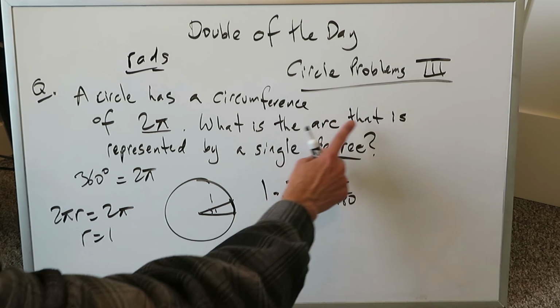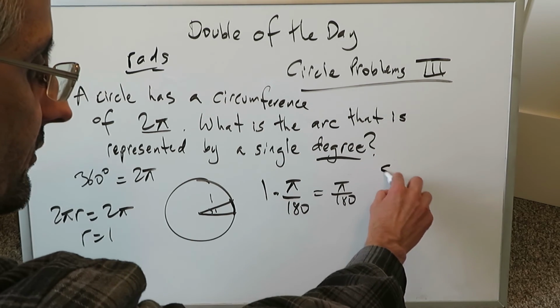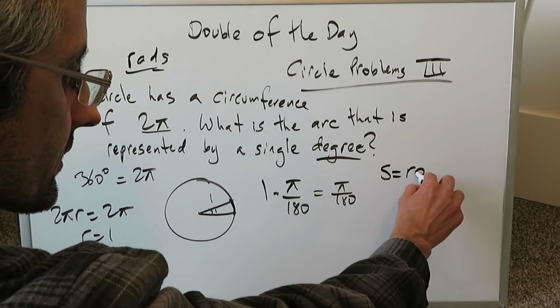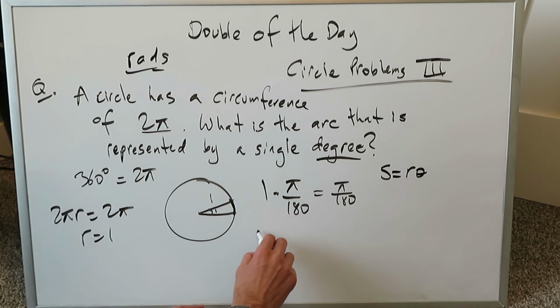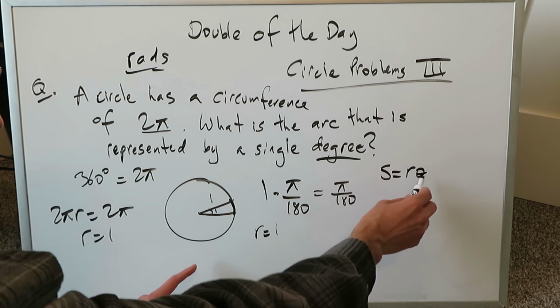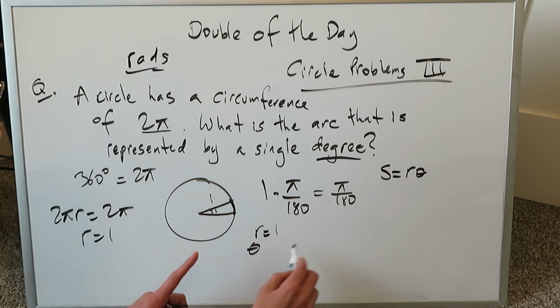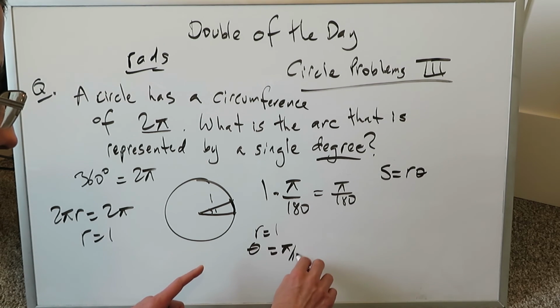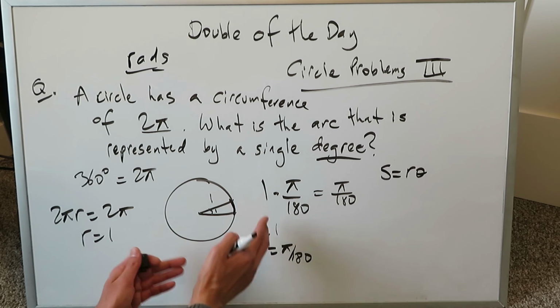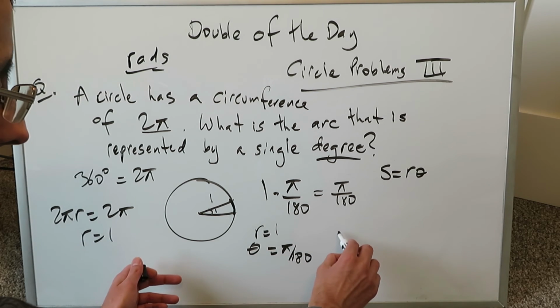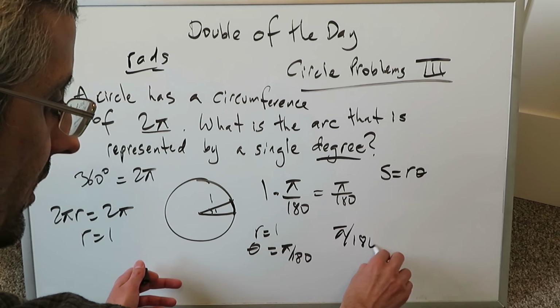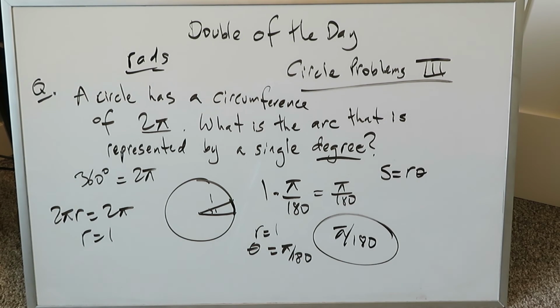What is the arc length represented? The arc length formula is S equals r theta. You now know the radius is equal to 1, and you know the angle in terms of radians is pi over 180. So what's the arc length represented by 1 degree? It's 1 times pi over 180, so it's pi over 180, and that right there is your answer.